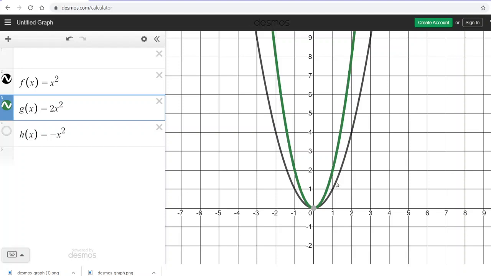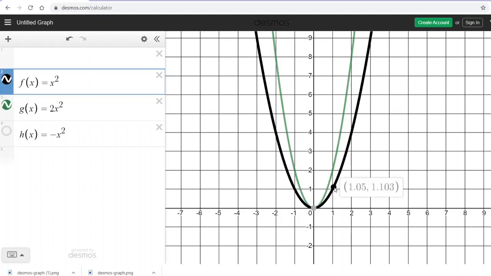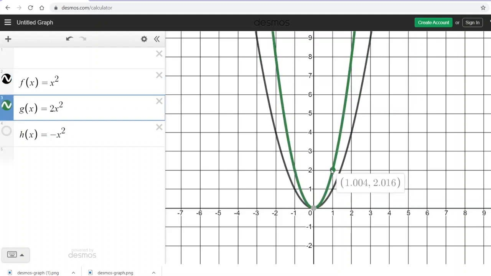So if you were to take the slope of the tangent line at 1 on this graph, and then take the slope of the tangent line at 1 on this graph, you would find that the slope of the tangent line on the green graph would be twice as steep. So that's basically what this constant multiple rule is saying: whatever you multiply your original function by, it's going to affect the derivative by the same amount.